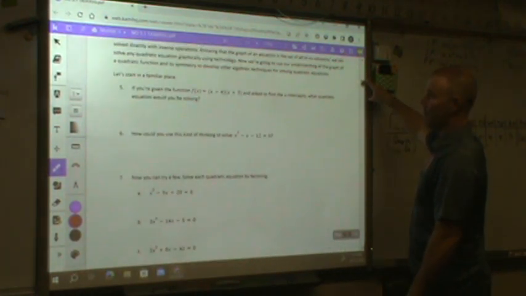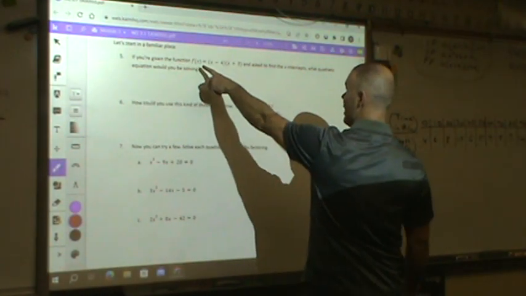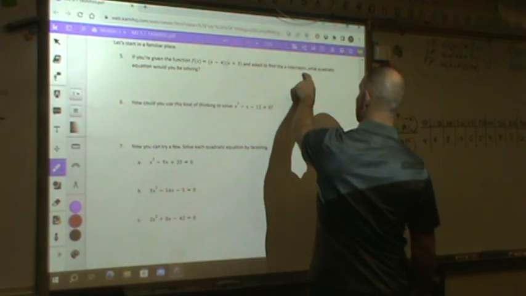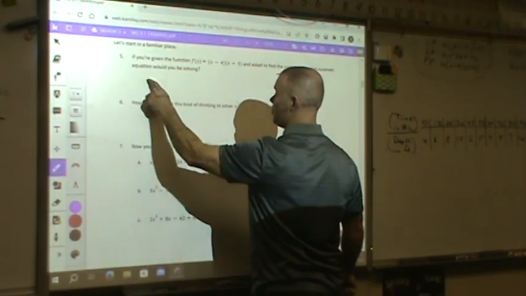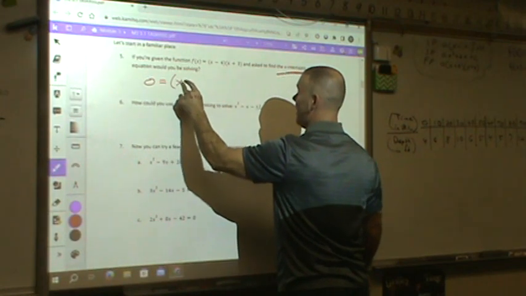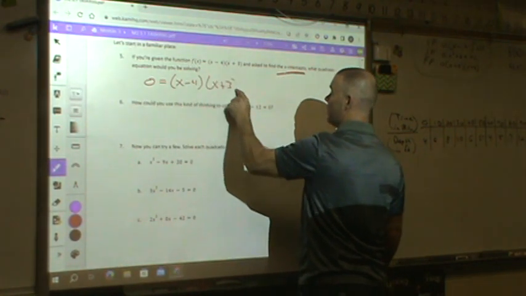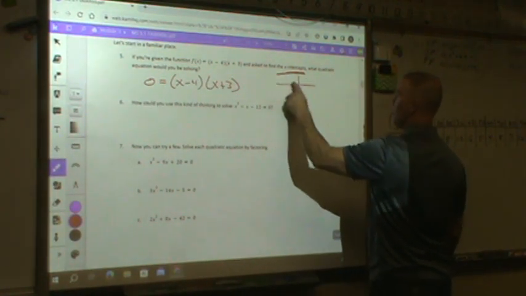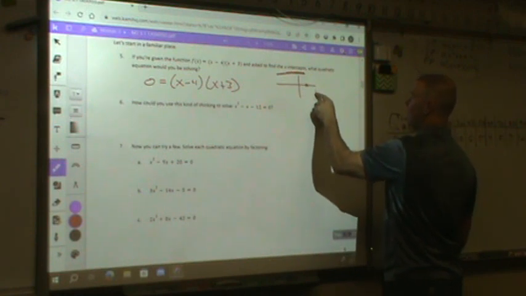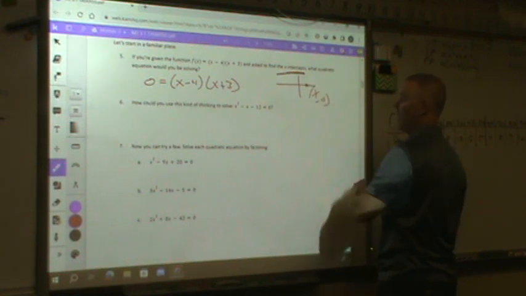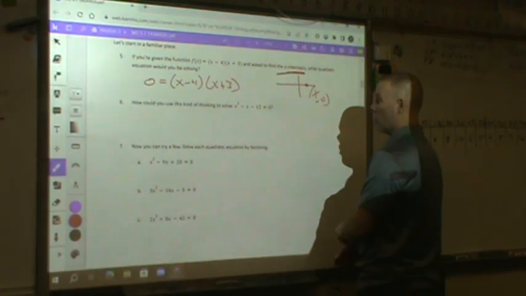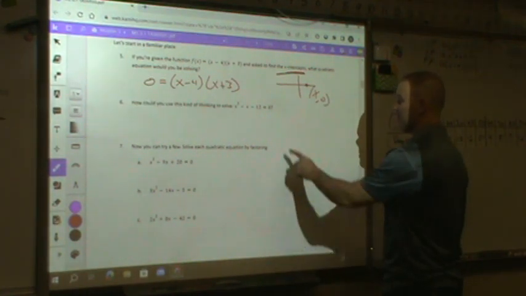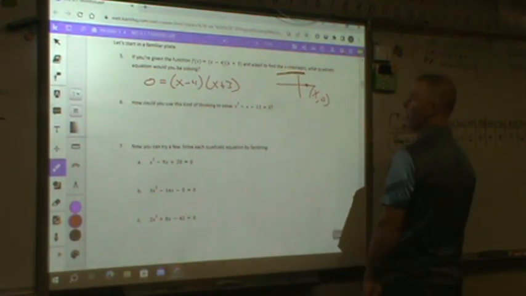All right. Number 5. If you're given the function f of x equals x minus 4 times x plus 3, and asked to find the x-intercepts, what quadratic equation would you be solving? You would be solving 0 equals x minus 4 times x plus 3. Why? Because you're finding x-intercepts. And anytime we have an x-intercept, you have an x value, and you have 0 as an output value. That's why. So when we go to solve equations like this that are set equal to 0, we're solving for x-intercepts. We're setting them equal to 0. We're knowing the output value.